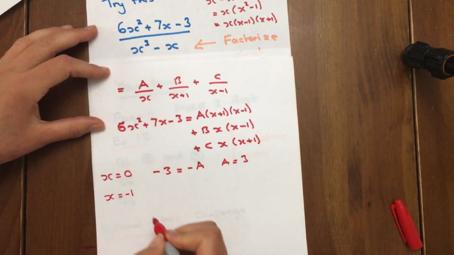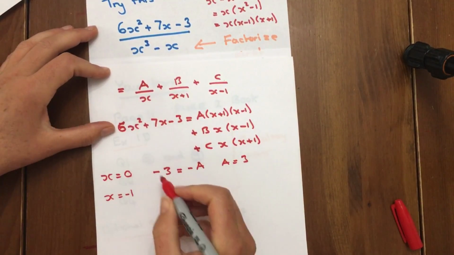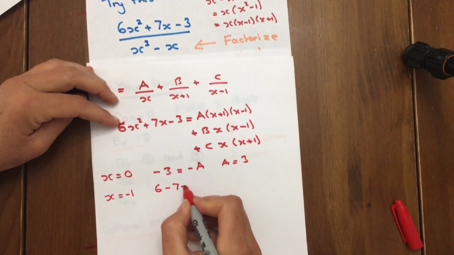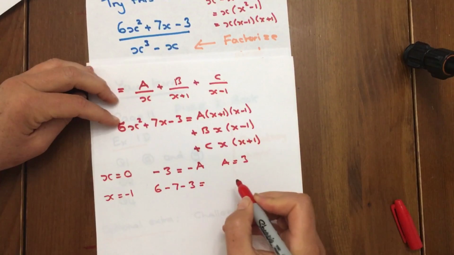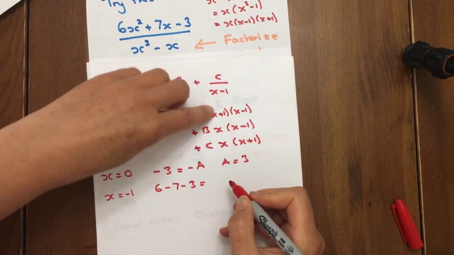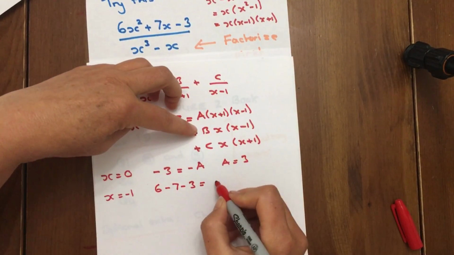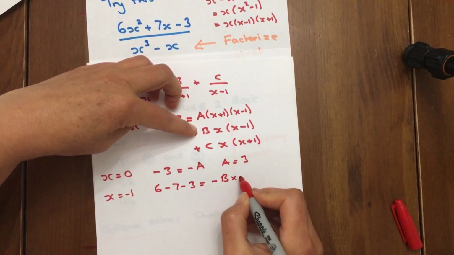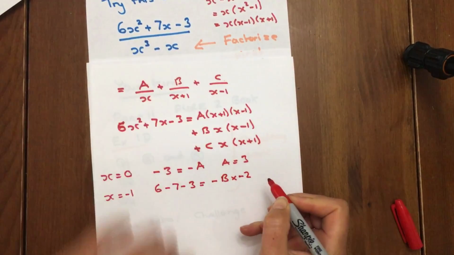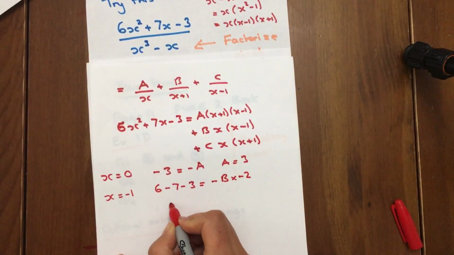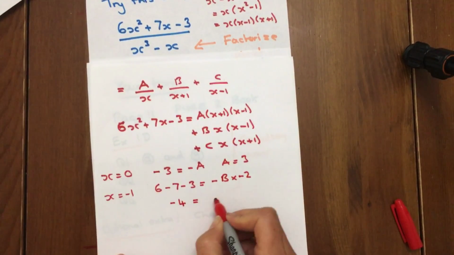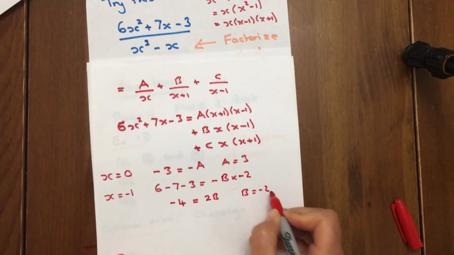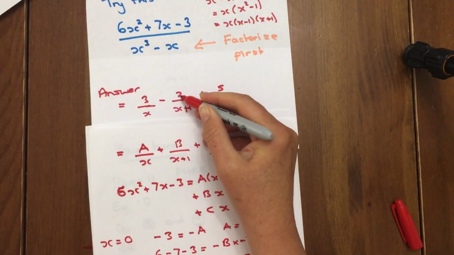So x equals -1. So I'll have, well, -1 squared is 1. So I'll have 6 minus 7 minus 3 equals, that will disappear, that will disappear. So I'll have minus 1b times minus 2. So I've got -4 this side equals 2b that side. So b is -2. Yep, I've got that one right.